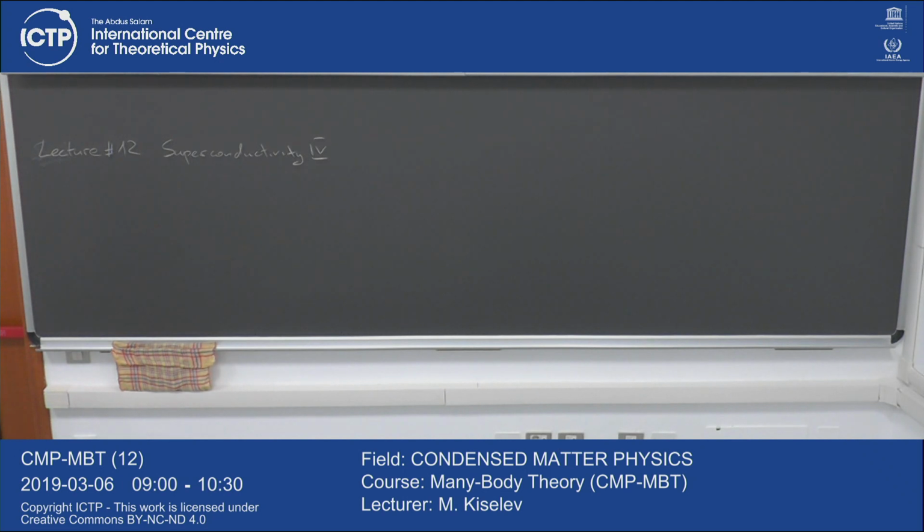Okay, so what has been discussed on Monday is that we solved the many-body problem, assuming that there is attraction between electrons in the vicinity of the Fermi surface, and we discovered that the ground state of such a system is unstable with respect to formation of the gap.